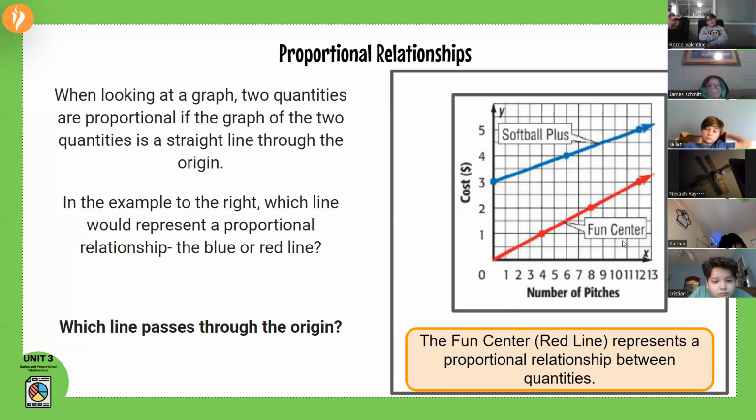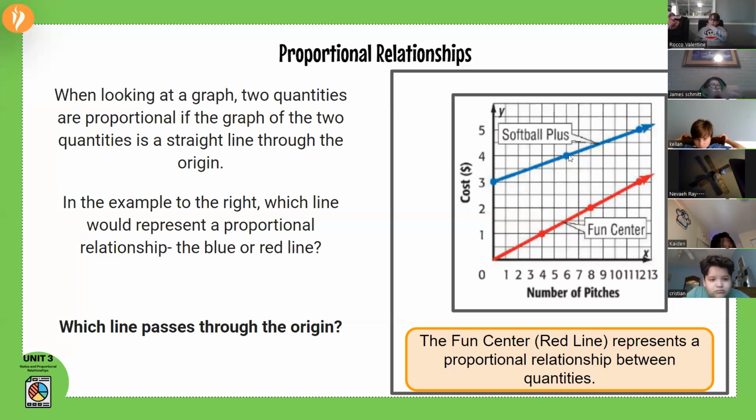So if you go to the fun center and you pitch 0 balls, it's going to cost you $0. If you have a total of 4 pitches, it's going to cost you $1. If you have a total of 8 pitches, it's going to cost you $2. However, if you go to Softball Plus, even if the number of pitches is 0, do you still owe $0? No, you would owe $3. If you had 6 pitches, you would pay $4.